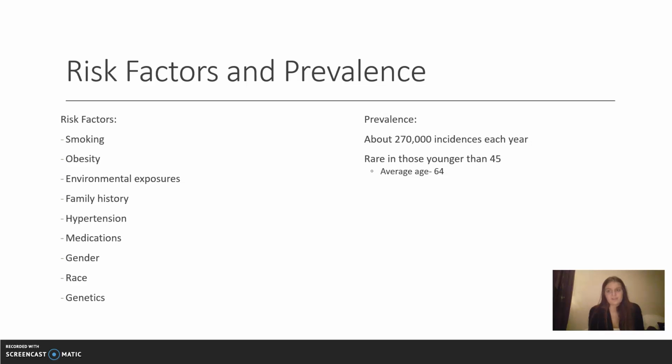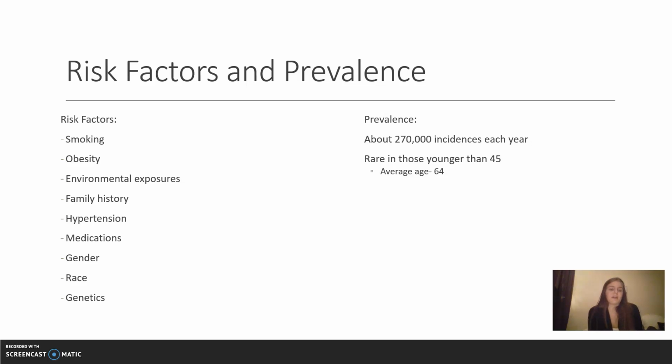For risk factors, there's a ton. Smoking, for one of them. People who smoke are twice as likely to get and die from kidney cancer. Same thing with obesity, they are twice as likely to die from kidney cancer. Environmental exposures: studies have been done showing that certain chemicals in the environment that people may work with or breathe in may be linked to the development of kidney cancer. Family history is especially important if you have a brother or a sister who has had kidney cancer, because that increases your risk immensely.